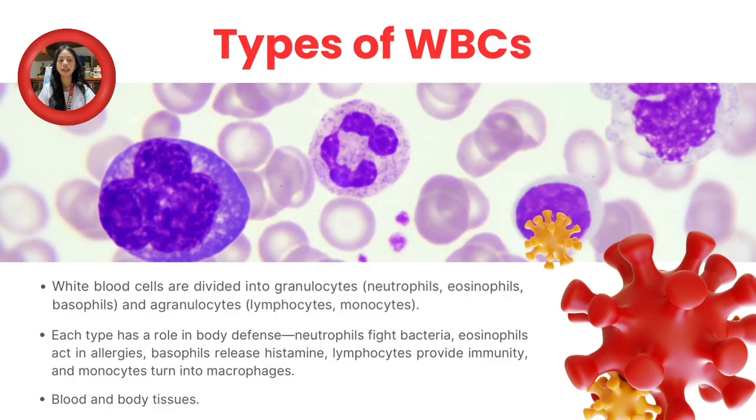Neutrophils fight bacteria, eosinophils act in allergies, basophils release histamine, lymphocytes provide immunity, and monocytes turn into macrophages. They are found in blood and body tissues. Each white blood cell has a special duty. For example, after vaccination, lymphocytes remember the antigen and protect us when the same infection comes back.